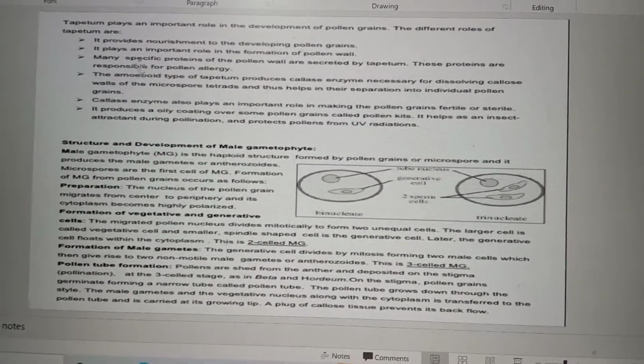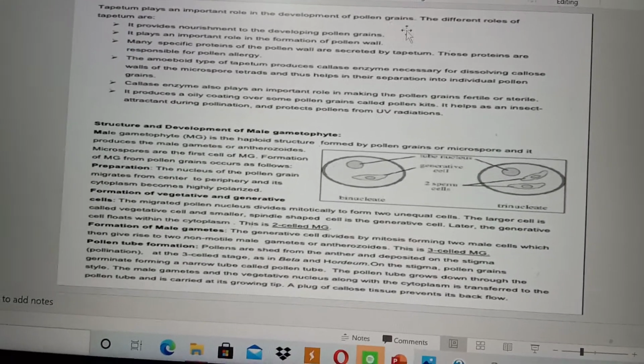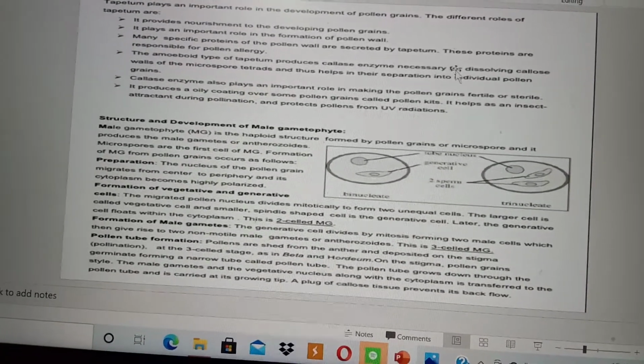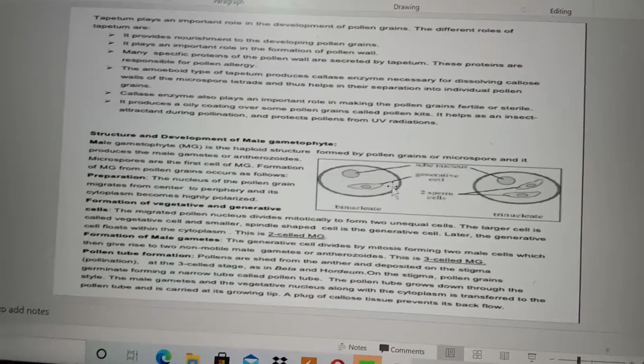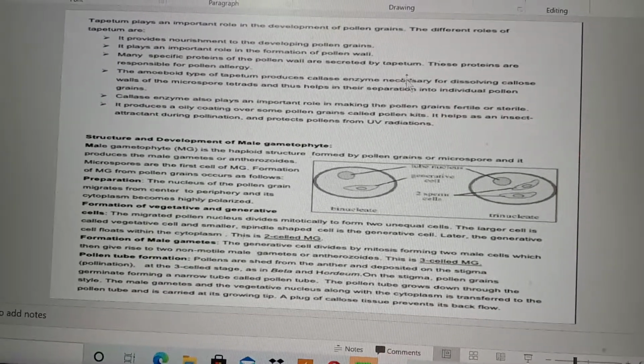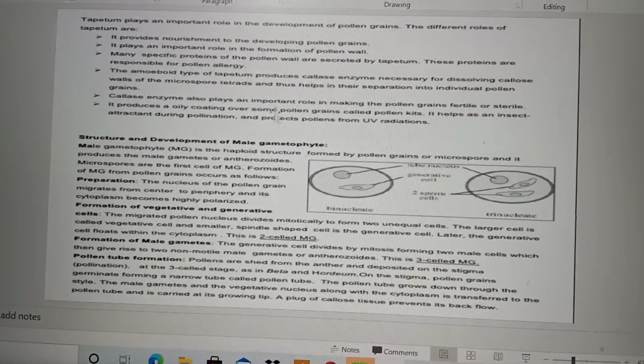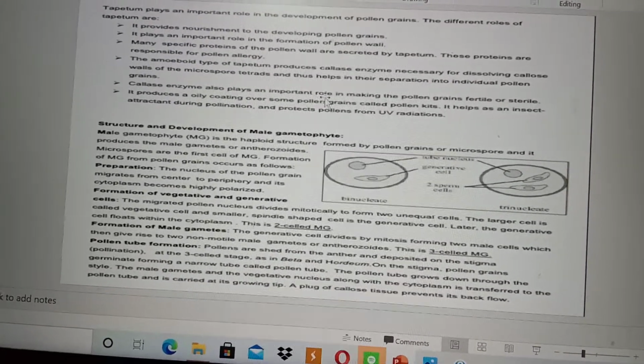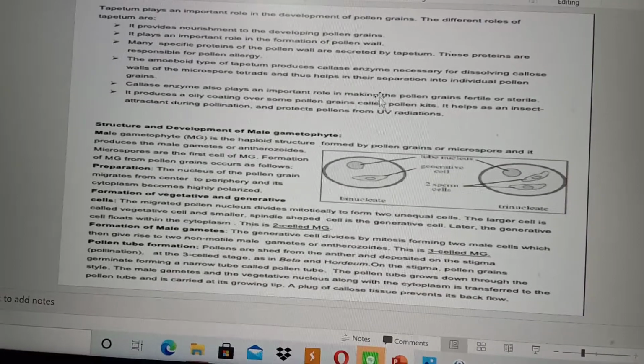And the amoeboid type of tapetum produces the callase enzyme, which is necessary for dissolving the callose wall of the microspore tetrads, and thus helps in their separation into individual pollen grains. The callase enzyme also plays an important role in making the pollen grains fertile or sterile.